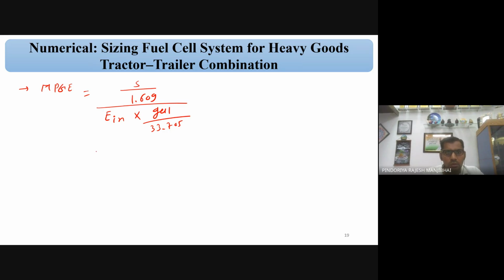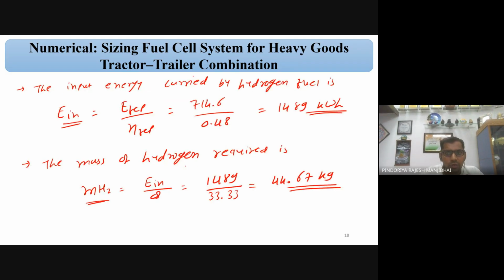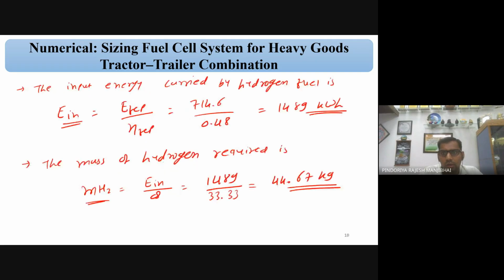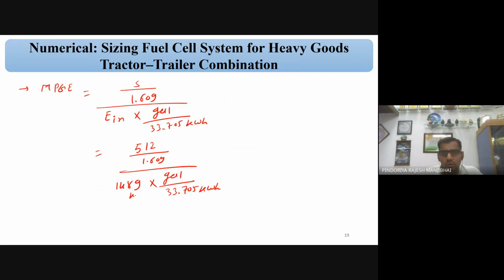S value for this numerical is 512.106. E in we calculated 1489 into GAL. So GAL is constant, as it is we can put 33.705. So this is the kilowatt hour. Energy is also kilowatt hour. So this is also kilowatt hour. And 512, this is your miles. Okay, so this one is miles.